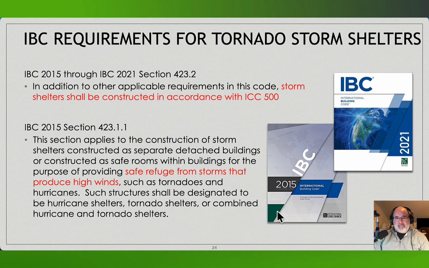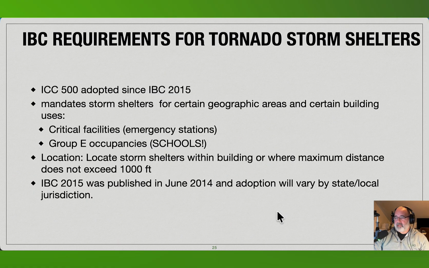So again, in IBC, you can see that there are different additional applicable requirements to the code. Storm shelters can be constructed in accordance with ICC 500 as stated within the code. Within IBC 2015, this section applies to the construction of storm shelters constructed as separate detached buildings or constructed as safe rooms within buildings for the purpose of providing safe refuge from storms that produce high winds, such as tornadoes, hurricanes. Such structures should be designed to be hurricane shelters, tornado shelters, or a combination. So we have a lot of different load requirements within those different types of elements.